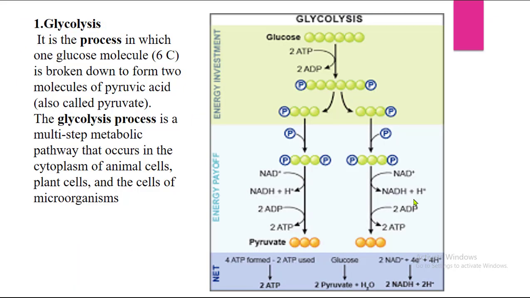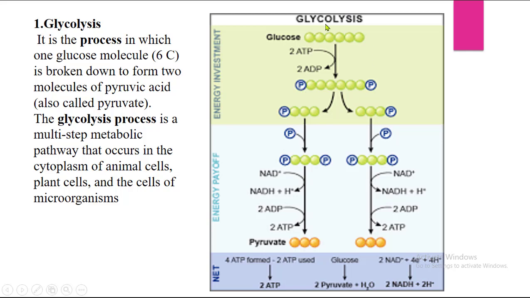Let's discuss glycolysis first. This is the first step of cellular respiration. I already told you that glycolysis is the process in which one glucose molecule, a 6 carbon containing compound, is broken down into two molecules of pyruvic acid, also known as pyruvate. Glycolysis is a multi-step metabolic pathway. There are so many steps, but at your level you can skip them, and you just need to understand that glycolysis takes place in the cytoplasm.